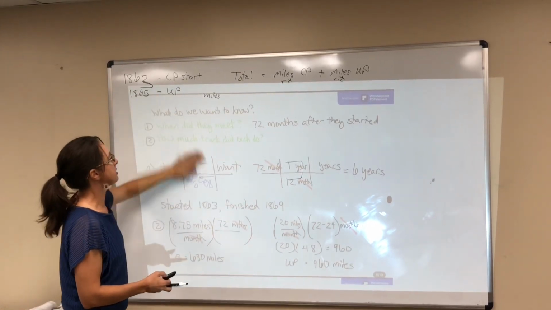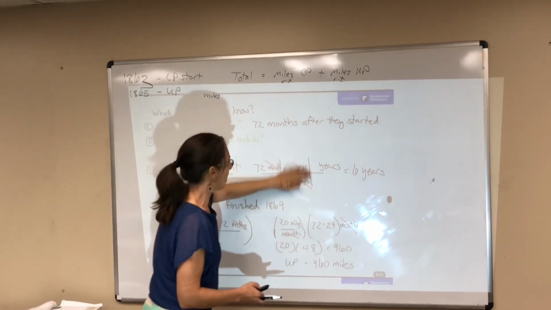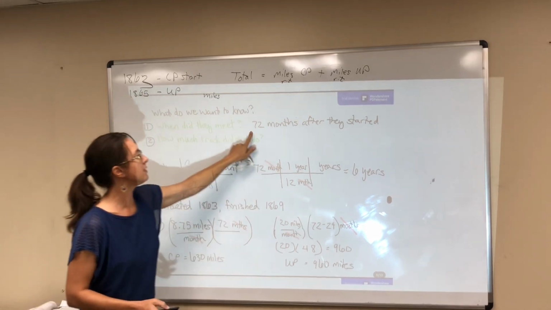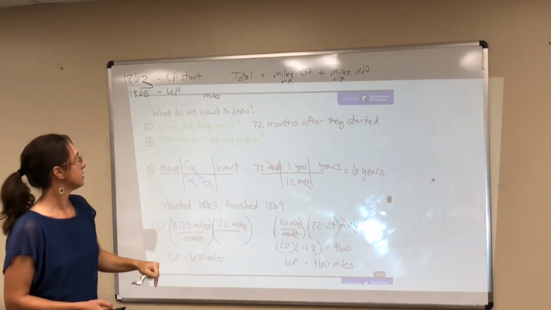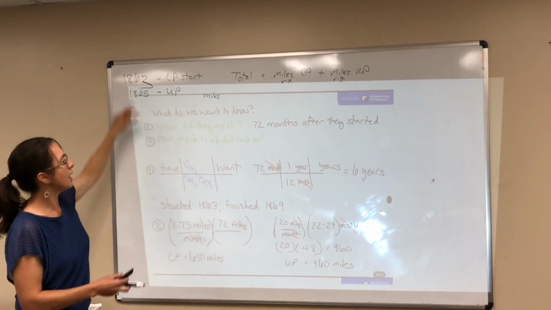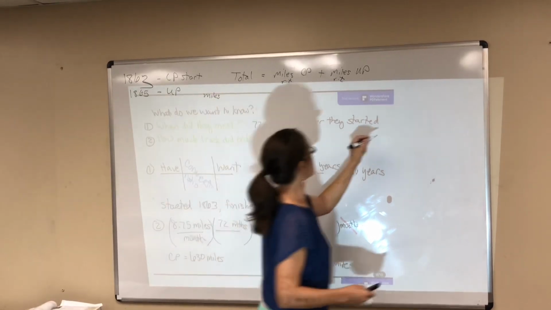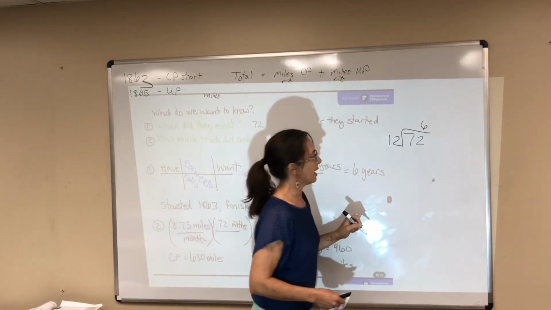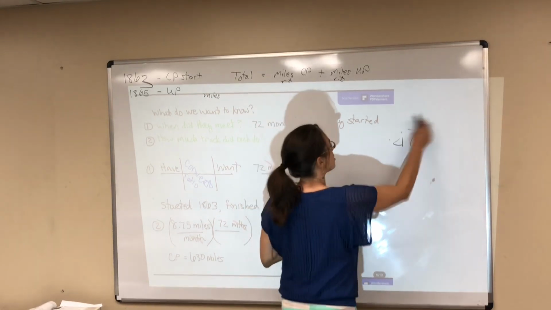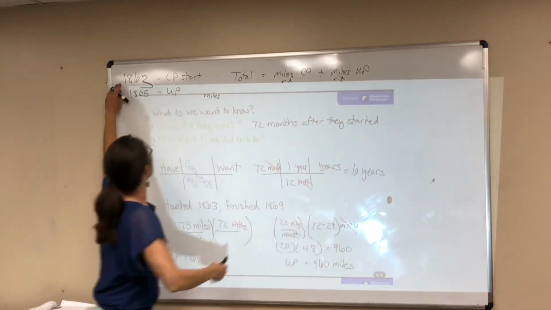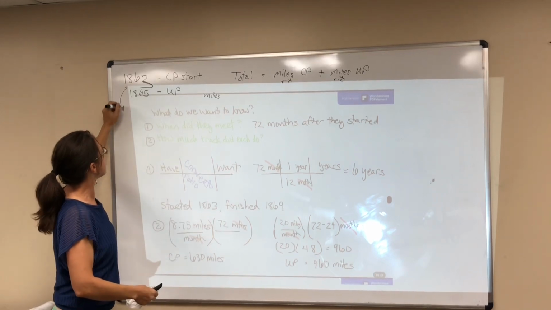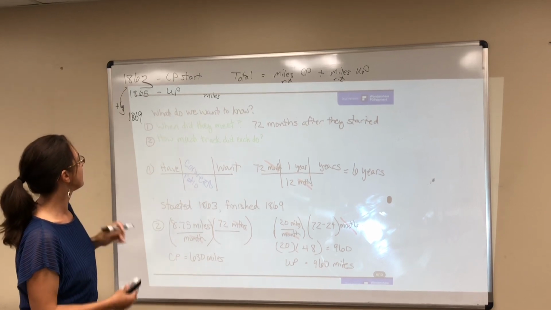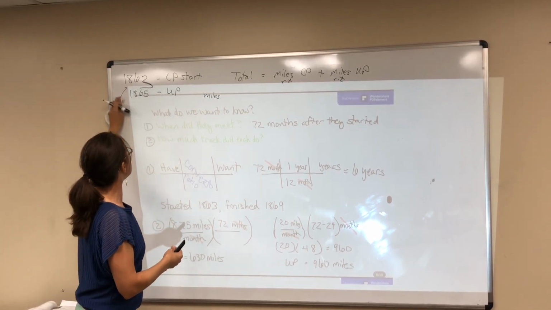What did they want to know? When did they meet? Well, we started with the guys who started first, right? So we can use that 72 months. They met 72 months after they started. Right? So if they started, how many years is 72 months? 6. Yep. 6 years. So if they start in 1863, they finished in 1869.